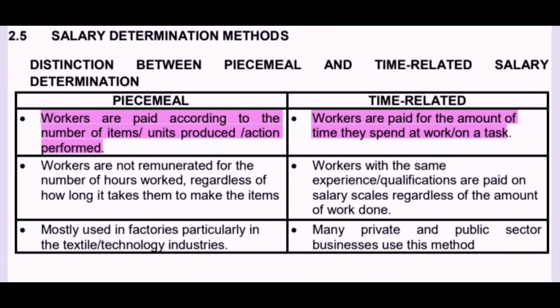Then time related. Let us hear what is time related. Time related, workers are paid for the amount of time they spend at work or on task. Whether you produce 100 items today, tomorrow you produce 50 items, day number 3 you produce 1,000 items, if you are getting paid 12,000 a month, you are still going to be paid 12,000 a month.